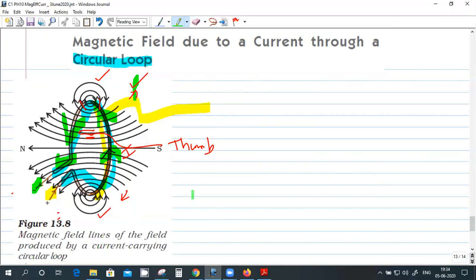The right hand rule says the thumb has to go in the direction of current and the four fingers will curl in the direction of the magnetic field. In this top part, the thumb will go inside the paper in the direction of current, and the four fingers are in the direction of the magnetic field. So this is correct. In the bottom portion, the thumb is pointing towards you, away from the paper, and the current is along the direction of these four fingers. So this is also correct.